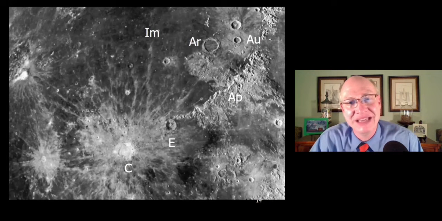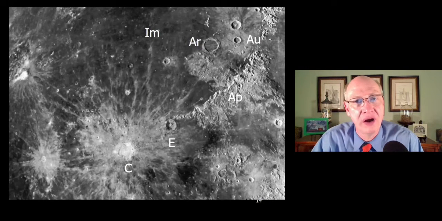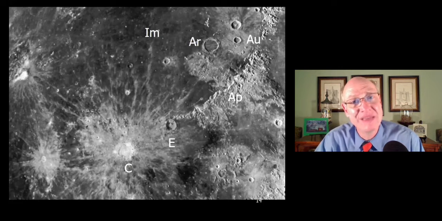Look at Archimedes. There's something wrong with Archimedes. There's something missing from Archimedes. What is it? Well, the thing that's missing is the ejecta blanket.